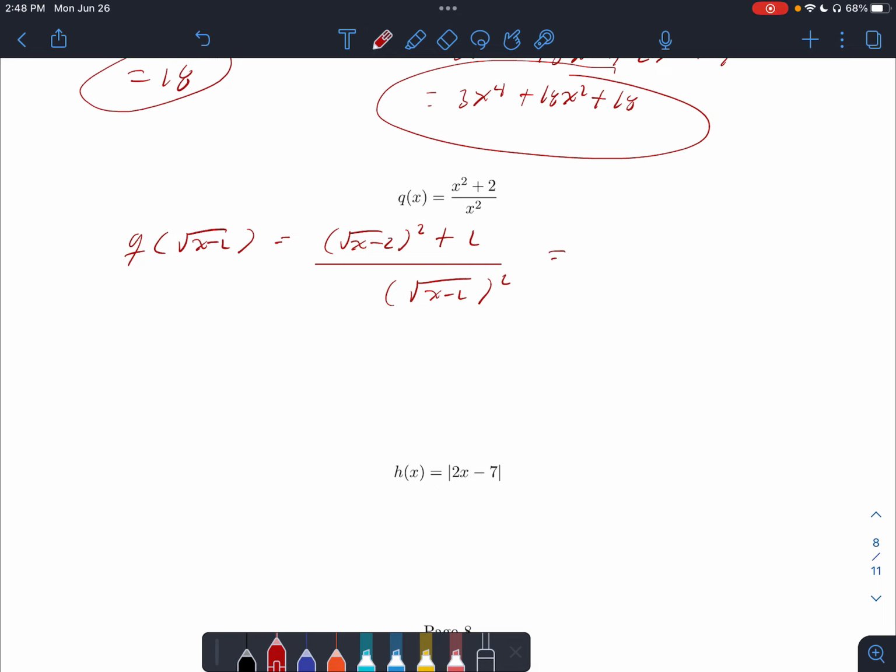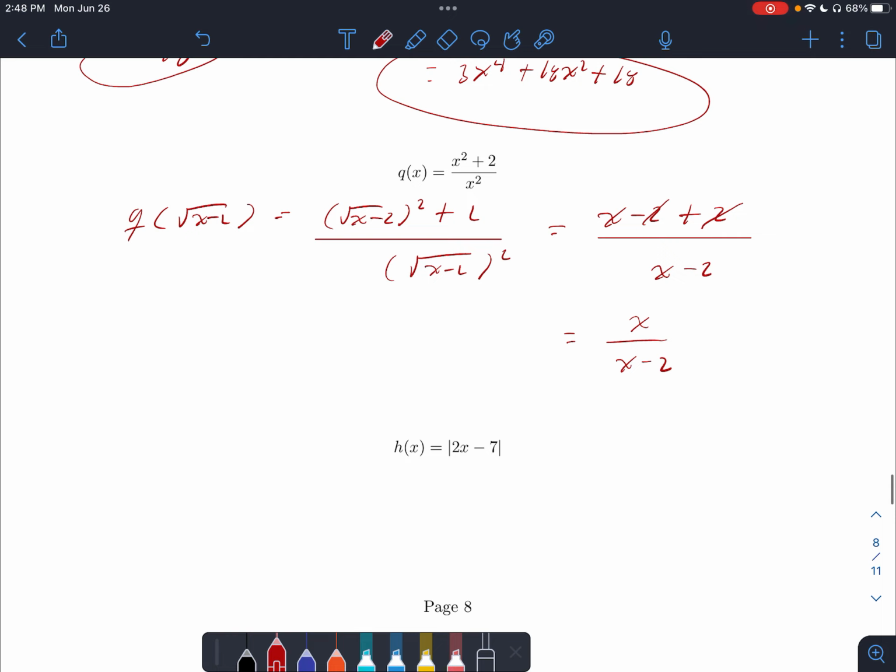So this will become just x minus 2 plus 2 over x minus 2. Okay, these will cancel, and we'll get x over x minus 2. Not too bad. And remember, this works because anytime you square a square root, you just undo the square root sign. That's it.